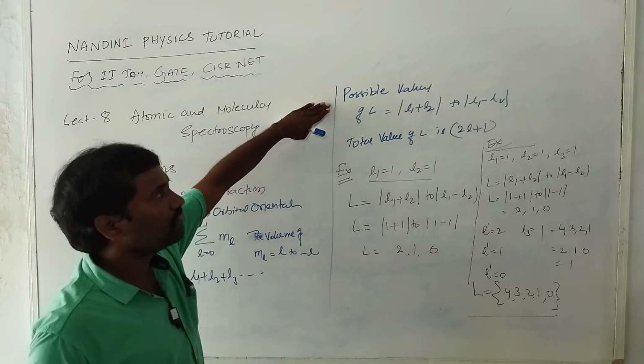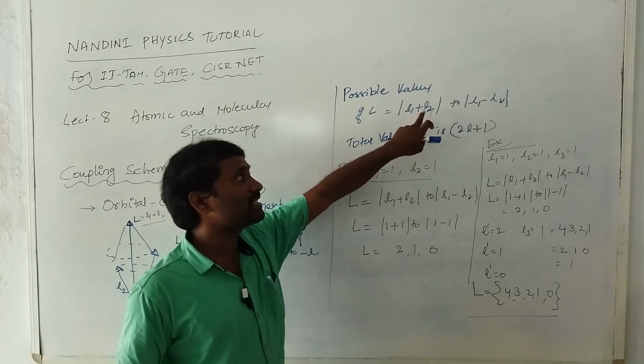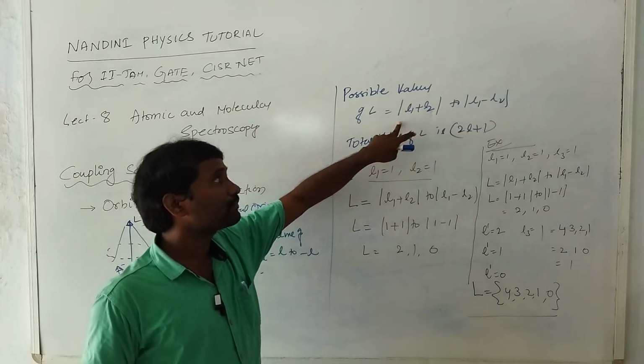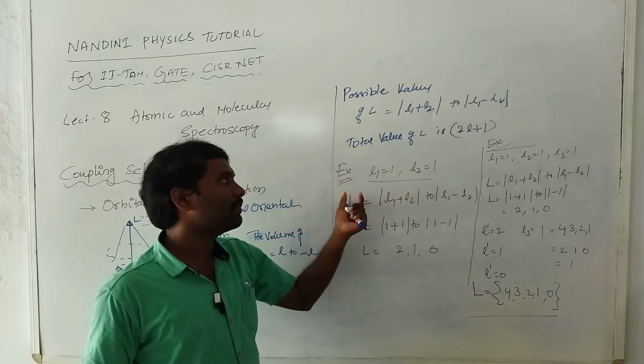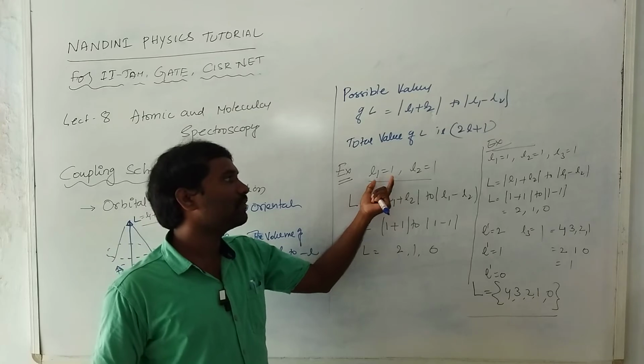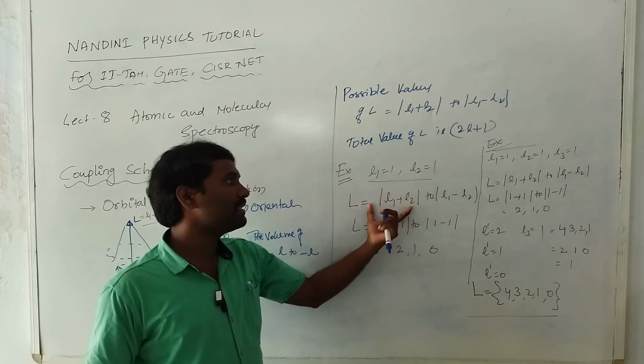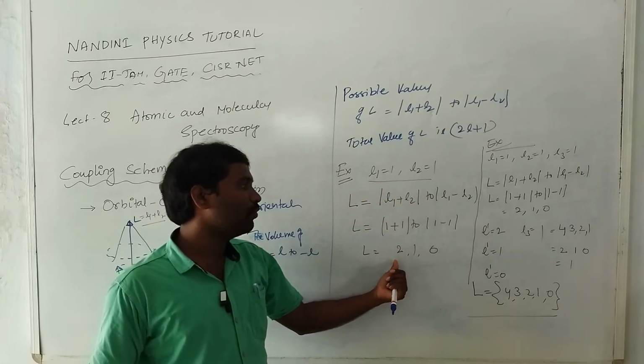So these are the possible values of L, that is nothing but L1 plus L2 to L1 minus L2. So using these possible values you can take the two examples. I will take the two examples. So L1 is equal to 1, L2 is equal to 1. In this case I will get possible values are 2, 1, 0.